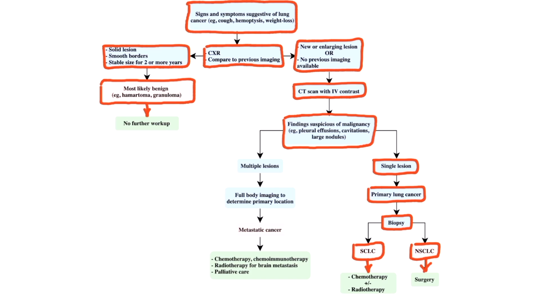treated mainly surgically. If multiple lesions are detected, metastatic cancer is highly suspected, and full body imaging is needed to determine the primary location. Remember that metastatic cancer is more common than primary lung tumors. Once confirmed, a combination of chemotherapy and chemoimmunotherapy can be administered. Radiation is used in case of brain metastasis. Lastly, palliative care should be considered in patients with severe advanced disease.